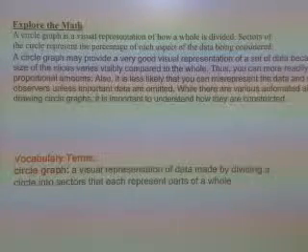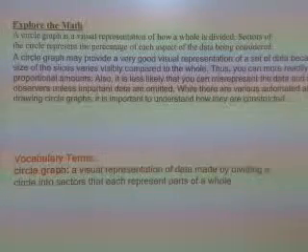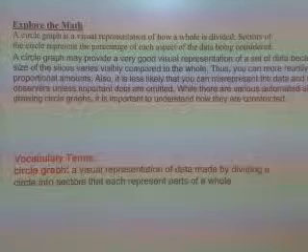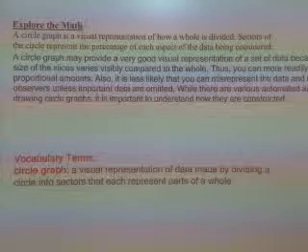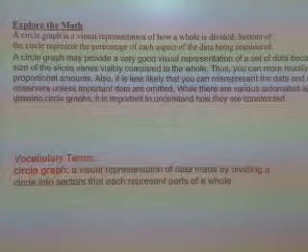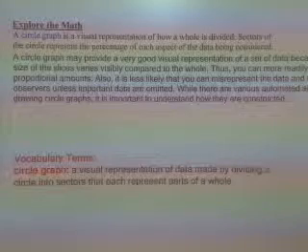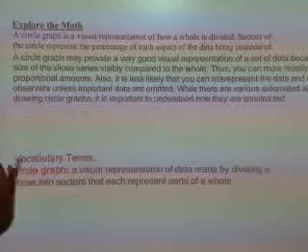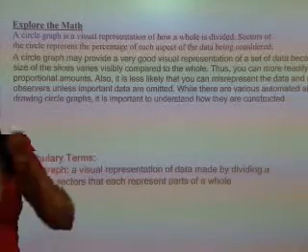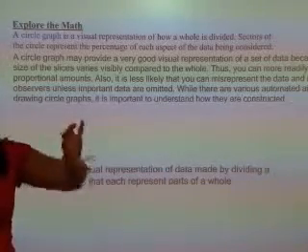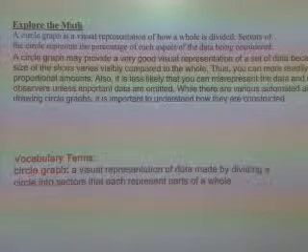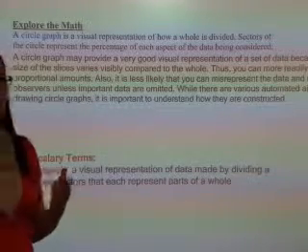So circle graphs. A circle graph is a visual representation of how a whole is divided. Sectors of the graph represent the percentage of each aspect of the data being considered. A circle graph may provide a very good visual representation of a set of data because the slices vary visibly compared to the whole. I can look at it and very quickly see which section is bigger than the other sections. It's also less likely that you can misrepresent the data.